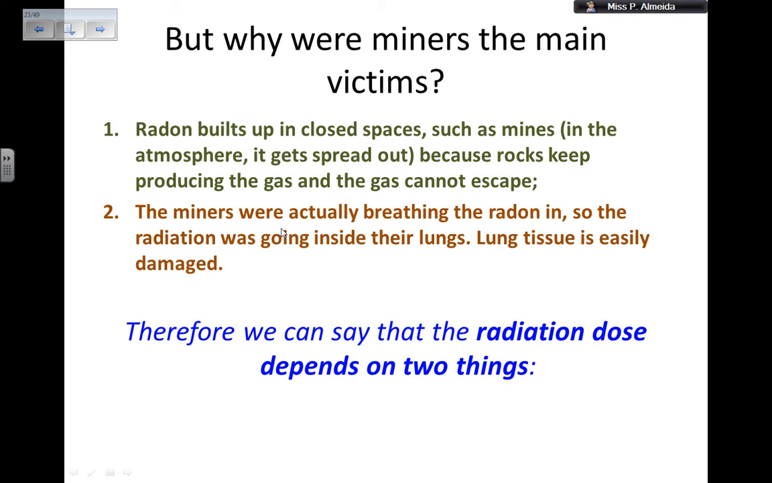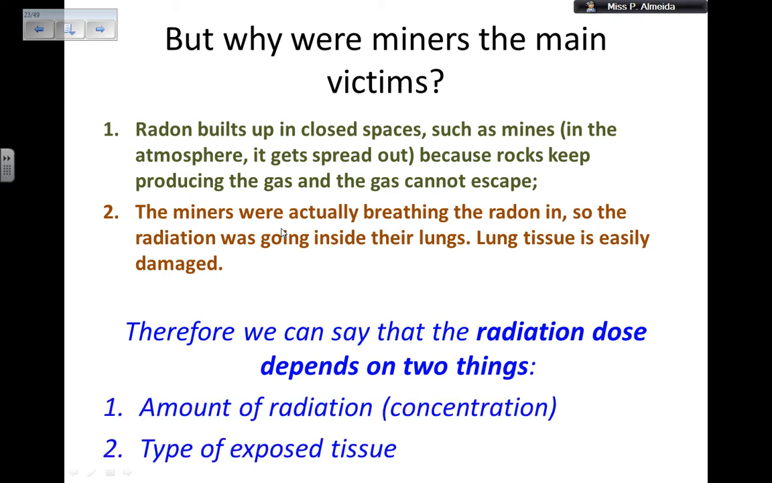And also, we know that that was happening because radon builds up in closed spaces, such as in mines, okay? In the atmosphere, it gets spread out because the rocks keep producing the gas, and the gas cannot escape in the mines, but it can escape in the atmosphere. So this is why certain jobs may cause you to be more or less exposed to radiation, and this could or not have an effect in your body, depending on two things. The radiation dose that you get depends on the amount and the concentration of that radiation, and the type of tissue that is exposed, okay?